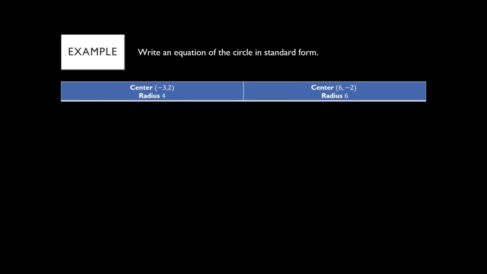So now we're going to go the other direction. We're going to write the equation for a circle. And here we're being given the center and given the radius. So we're going in the other direction. So the equation of a circle in standard form is x minus h squared plus y minus k squared equals r squared.